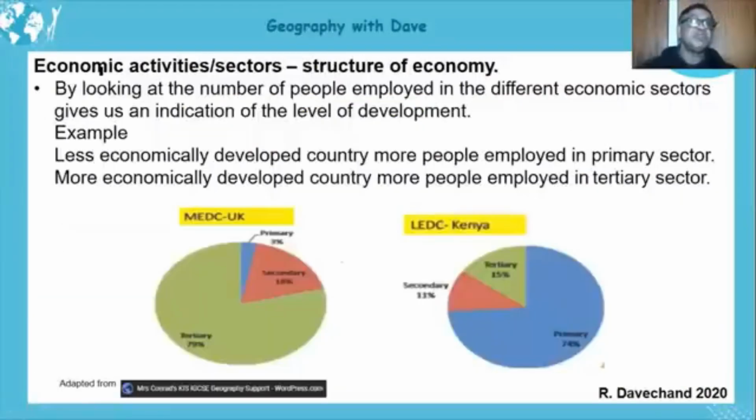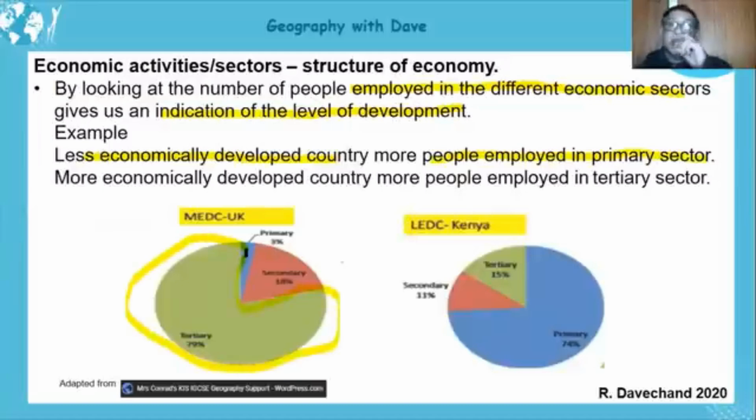And now what we notice, by looking at the number of people employed in different economic sectors, gives us an indication of the level of development. We look at these two here, learners. All right, less economically developed country, more people employed in the primary sector. They still getting the raw materials. So there's not much exports of processed goods.